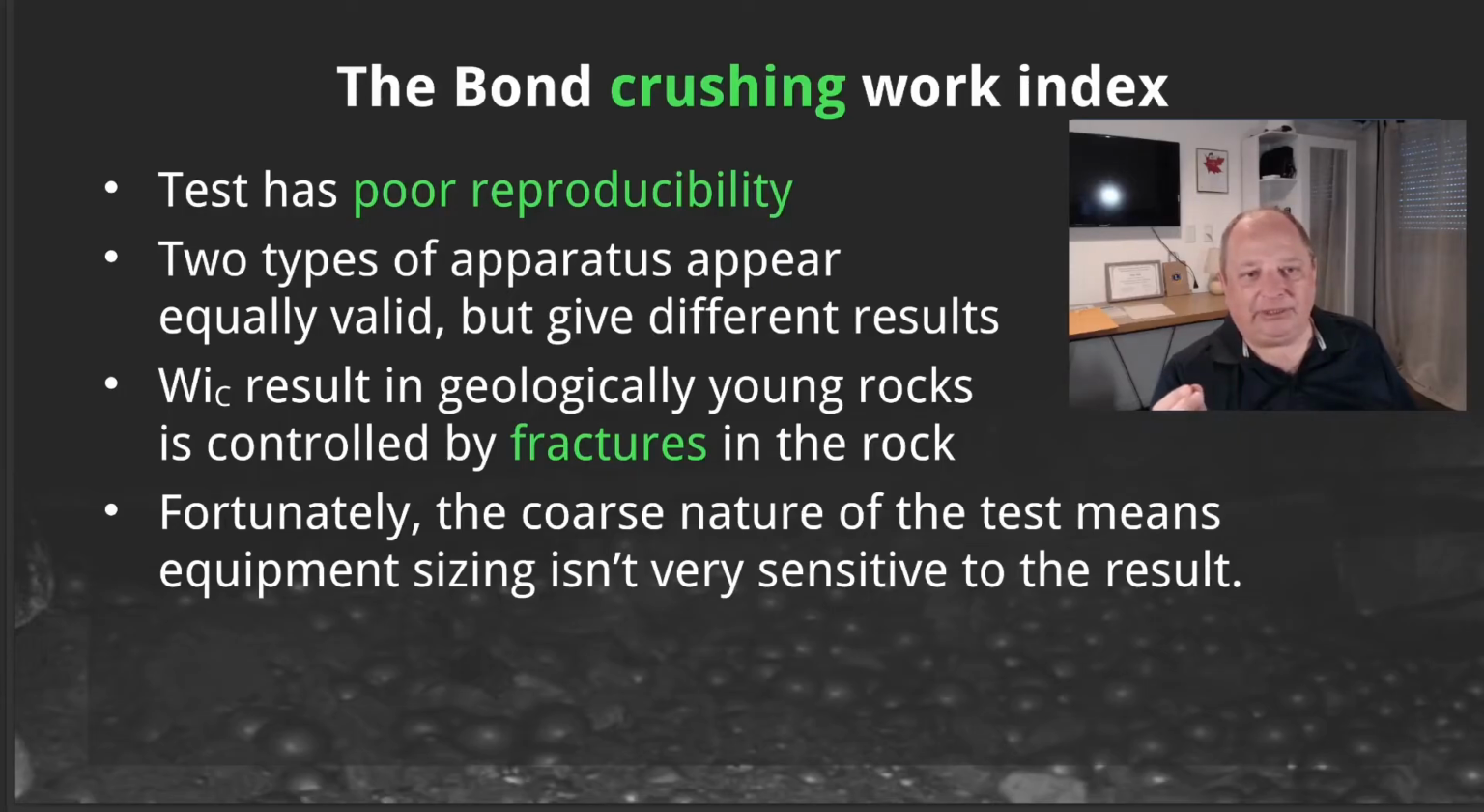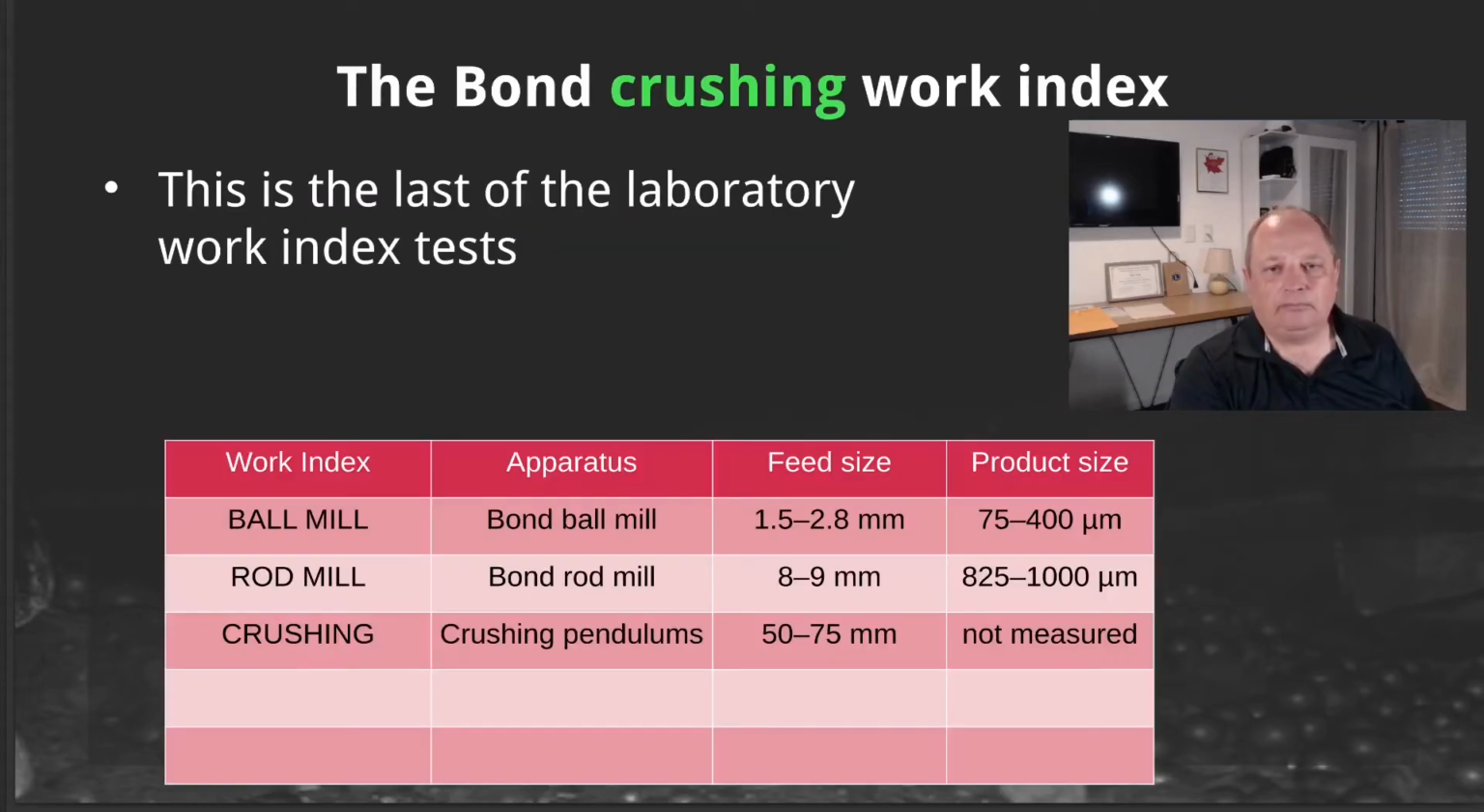Now, I mentioned that the test has poor reproducibility. Because of the coarse nature of the test, the equipment sizing is generally not sensitive to this value. It's 1 over the square root of a great big number, like a coarse F80, over the square root of P80, so the overall fraction is very small. That's typically what we would see running a WIC value through the Third Theory equation. It has a low impact on the overall specific energy consumption of a circuit.